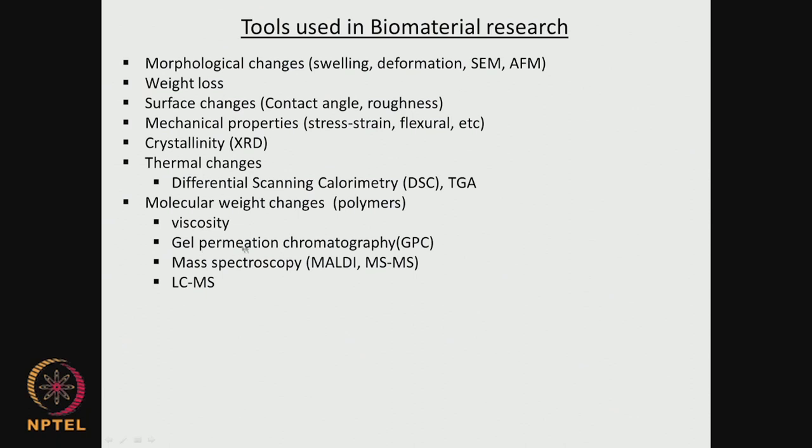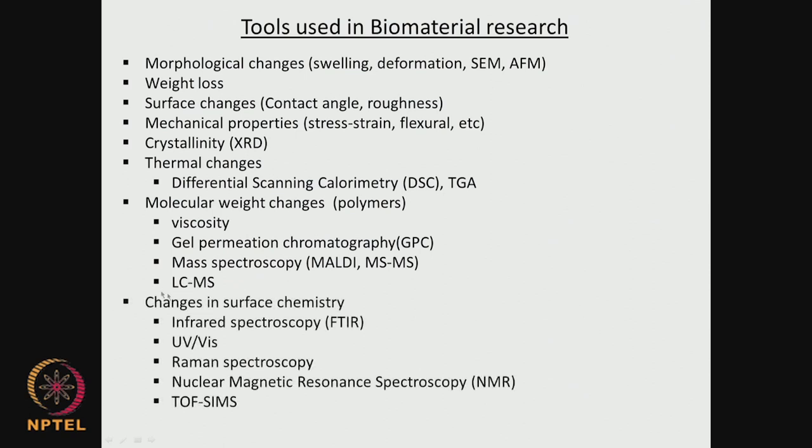Okay, so there are many tools like gel permeation chromatography and mass spectrometry, which is very useful to determine the mass of the material. Suppose macromolecules or solvents are leaching out, we can find out the molecular weight using the mass spectrometer. Different types of mass spectrometry are there, like MALDI, MS/MS, and LCMS, which can separate the various components using the liquid chromatograph, then the mass spec, and so on.